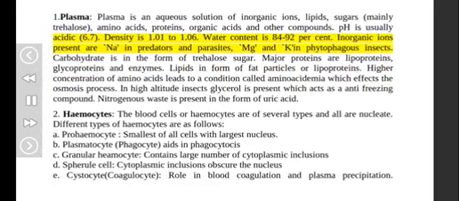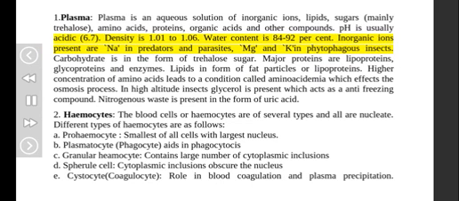Inorganic ions present are Na in predators and parasites, and Mg and K in phytophagous insects. Carbohydrate is in the form of trehalose sugar. Major proteins are lipoproteins, glycoproteins and enzymes. Lipids in the form of fat particles are lipoproteins. A higher concentration of amino acids leads to a condition called aminoacidemia, which affects the osmosis process. In high-altitude insects, glycerol is present, which acts as an anti-freezing compound. Nitrogenous waste is present in the form of uric acid.